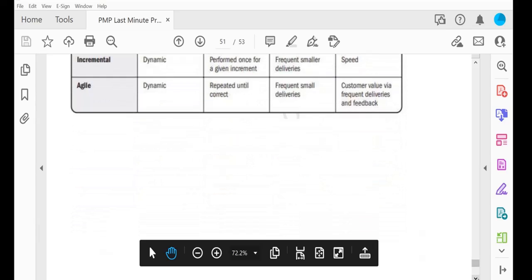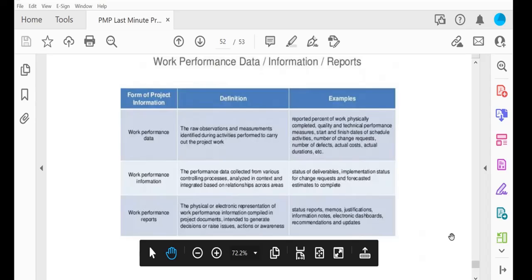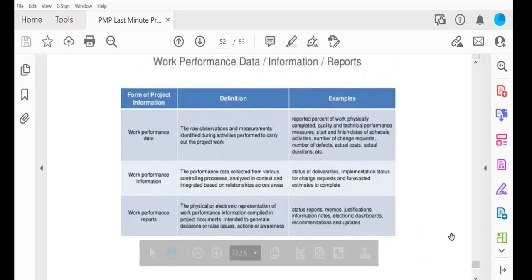Okay, next one is the work performance data, information, and report. You will get one question from it. I found lots of questions from here. So, work performance data, information, and report.